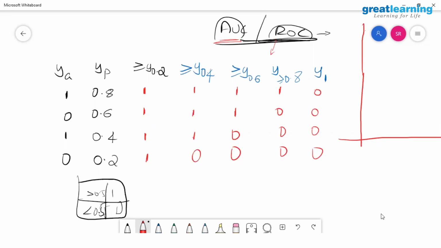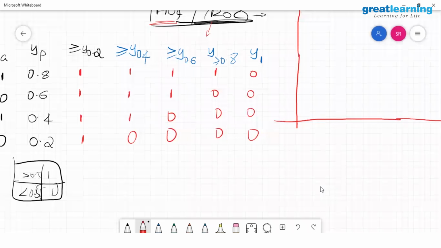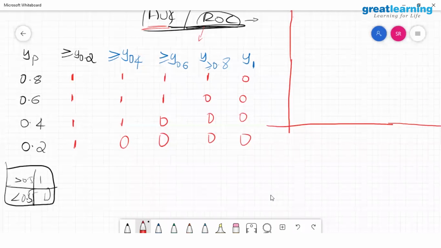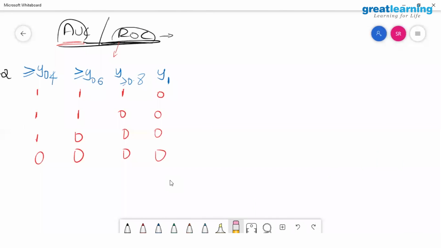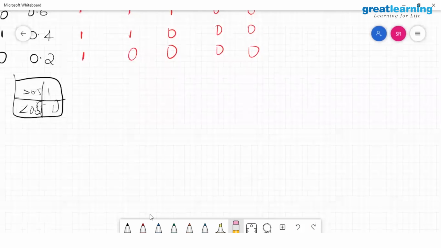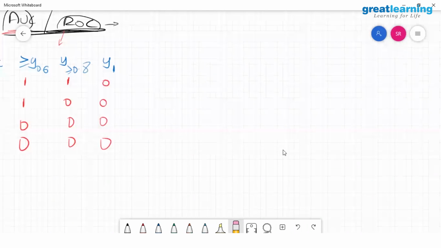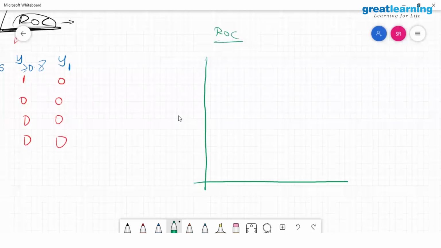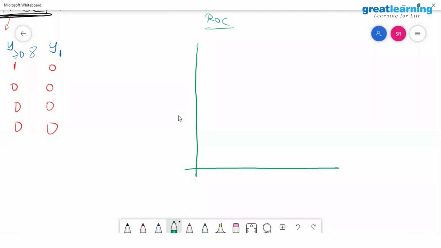Now, how are we going to plot that in the ROC curve? Where shall I draw it? I'll just move a little more. So the ROC curve, ROC is a representation between what and what? The x and y axis, what does it represent? Is it probability versus number of points?